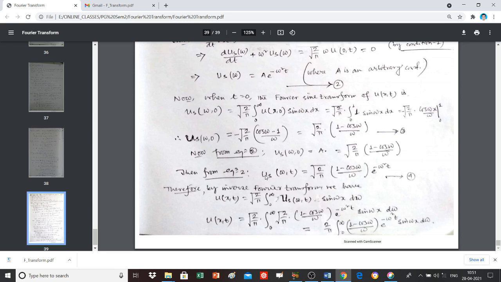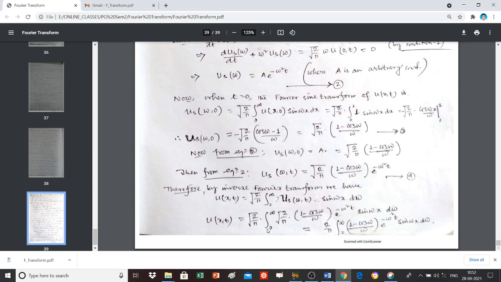Once you have successfully calculated the Fourier transform of the function u(x,t), then you can easily find the value of u(x,t) by using the inverse Fourier transform. So the inverse Fourier transform of u_s(omega, t) is equal to u(x,t). And since this is the Fourier sine transform, you also have to use the inverse Fourier sine transform. That means u(x,t) is equal to square root 2 by pi, integral 0 to infinity of u_s(omega, t) sine omega x d omega. Just substitute the value of u_s(omega, t), that is here.